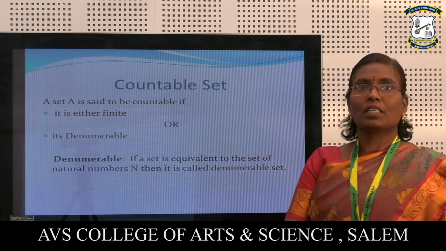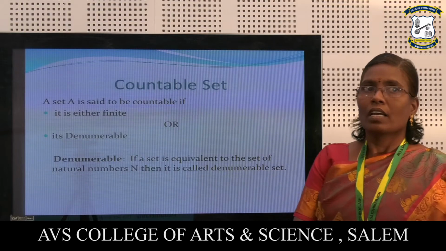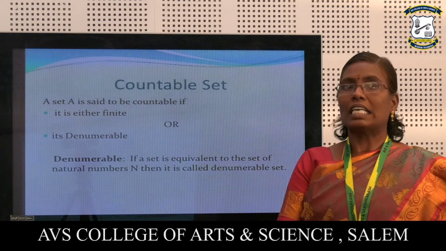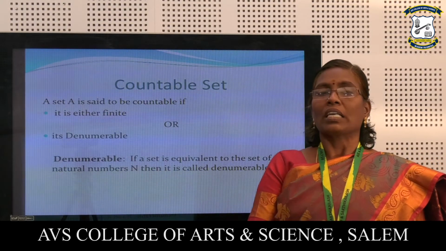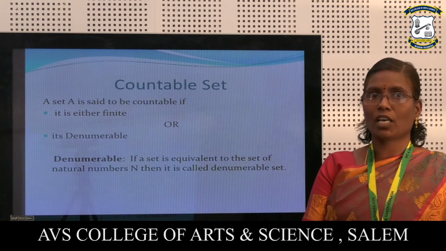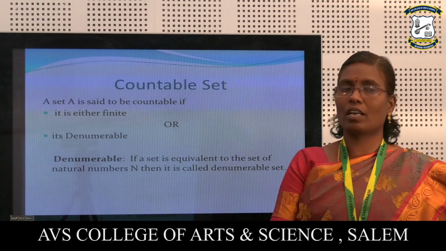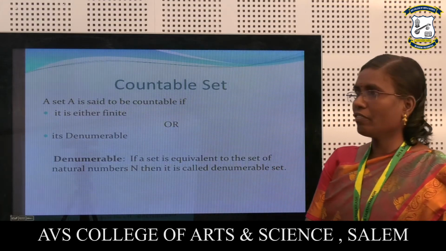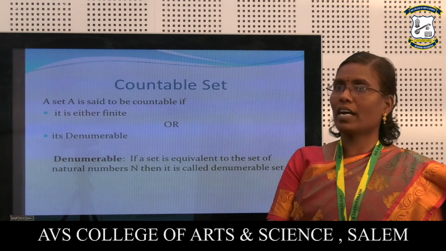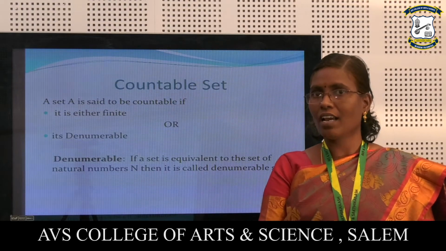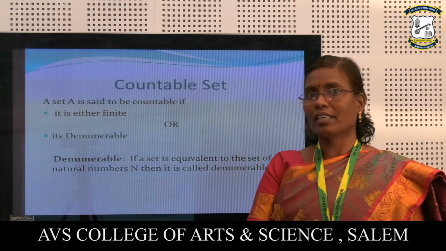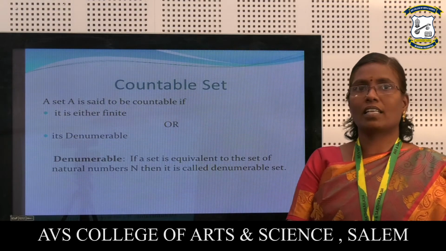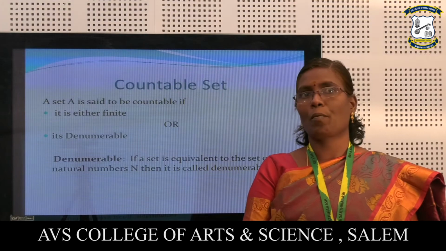Next we can see countable set. A set A is said to be countable if it is either finite or denumerable. Denumerable means if a set is equivalent to the set of natural numbers N, then it is called a denumerable set. That is, if there exists a one-to-one and onto relation between set A and the set of natural numbers N. Examples of countable sets: natural numbers, integers and rational numbers are countable sets.